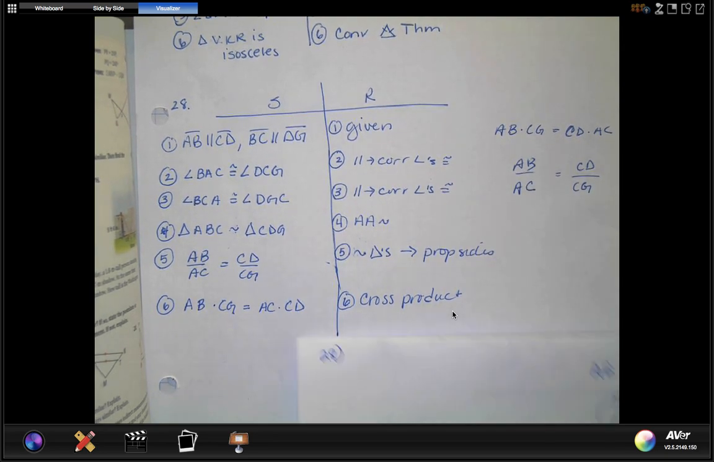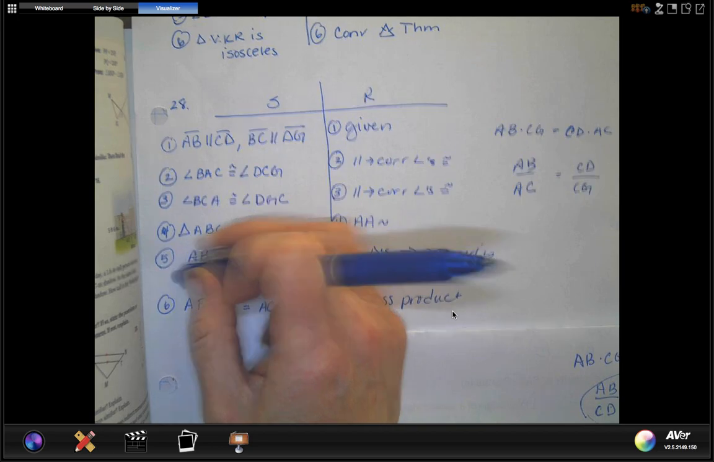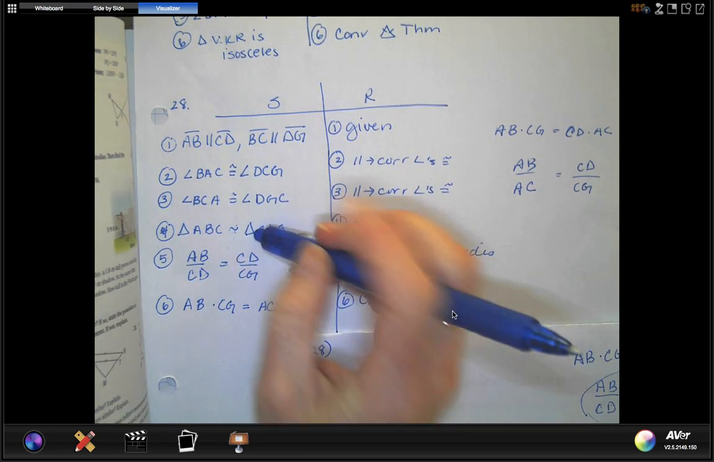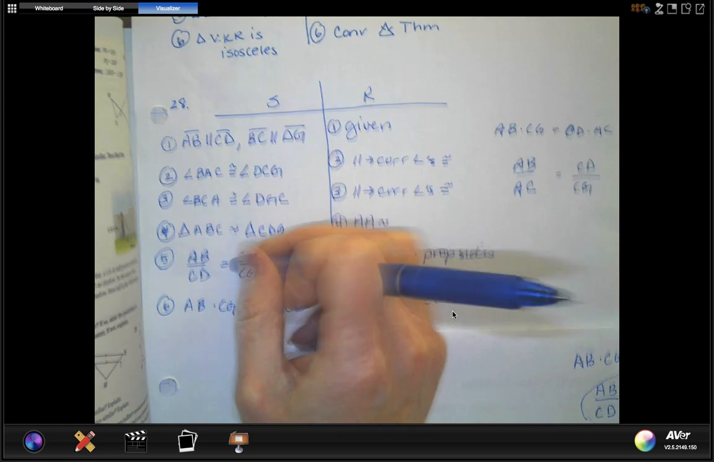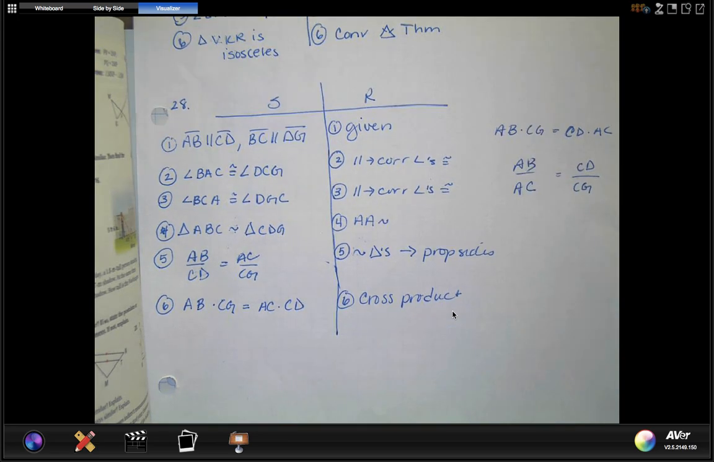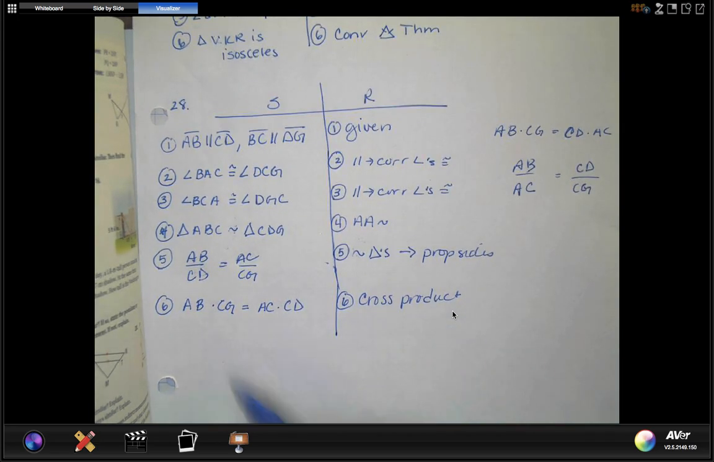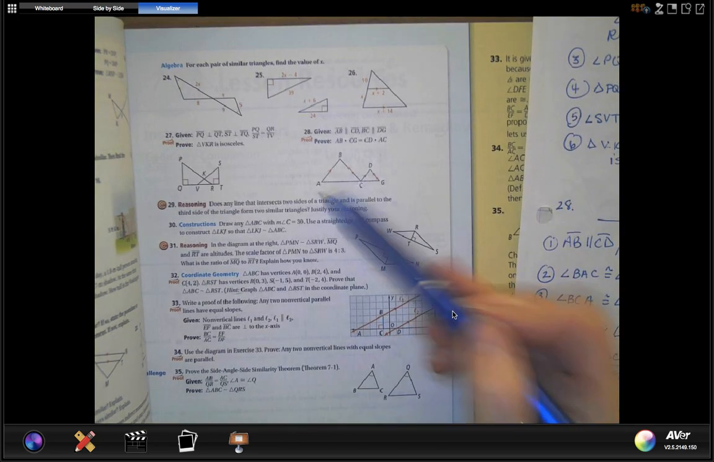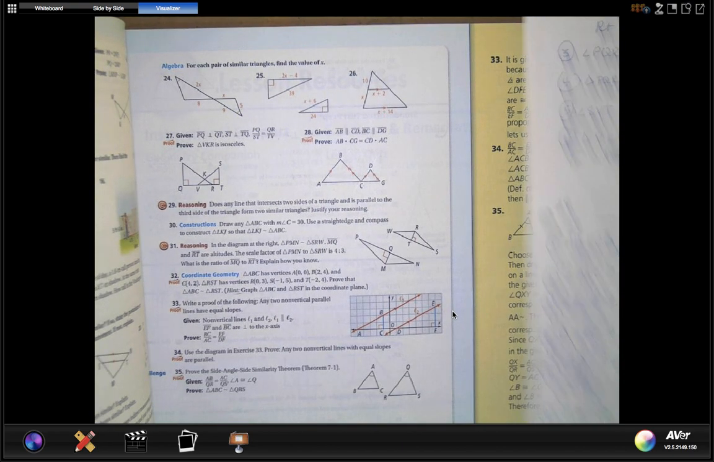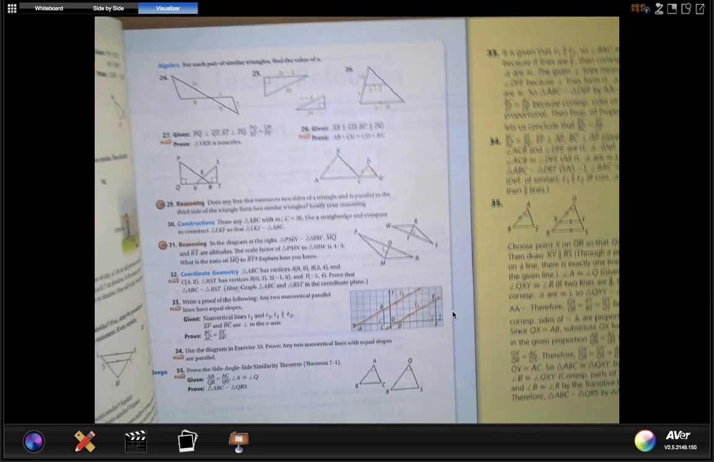Again, if you want to change it here, and I could write the CD here and the AC up here, you would see when I cross multiplied, I'd get the same thing. Again, I'm just saying that AB over CD is equal to AC over CG, okay? So it works out the same as well. All right.